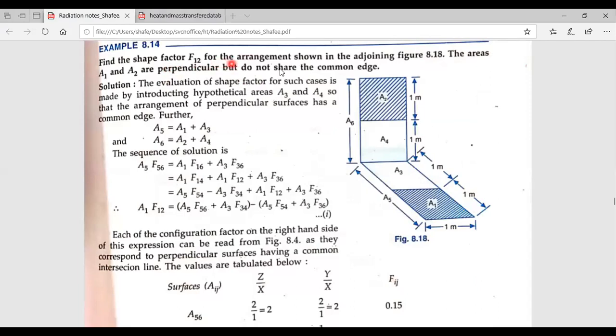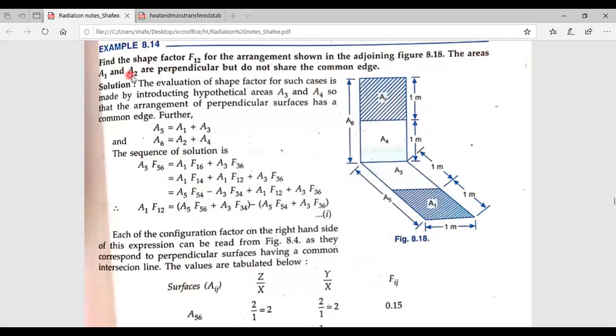Now see, shape factor from 1 to 2. I have to find the shape factor from 1 to 2. You see that 1 and 2 are not connected at all. Suppose 1 and 2 were connected, then obviously I could go straight to the chart and find the shape factor. But 1 and 2 are not connected here, and I am asked to find the shape factor from 1 to 2.